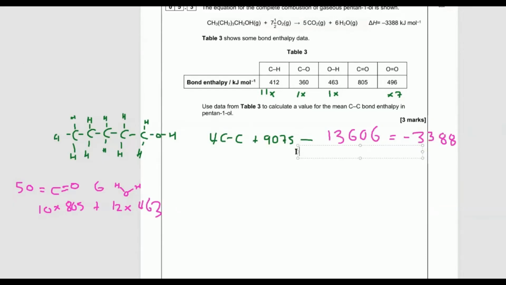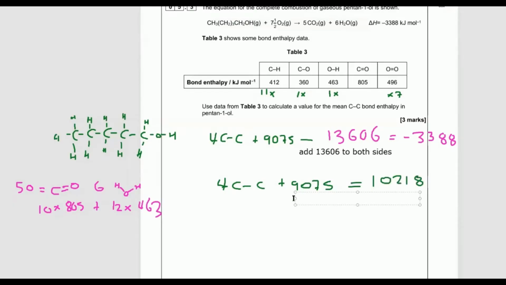Now, if we do the reactants minus the products, you get the overall energy change, which is minus 3,388, which they've given us. So we now need to just solve this to find the CC bond. First of all, let's add 13,606 to both sides to get rid of the minus 13,606. And that leaves us with 4CC plus 9075 is equal to 10,218.